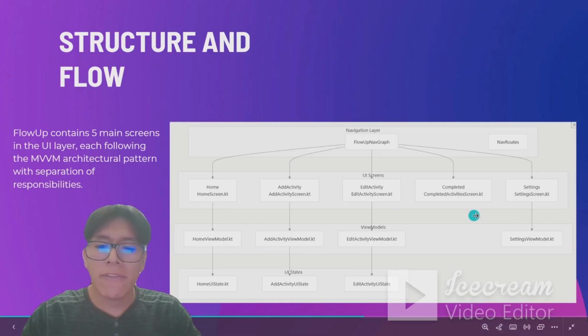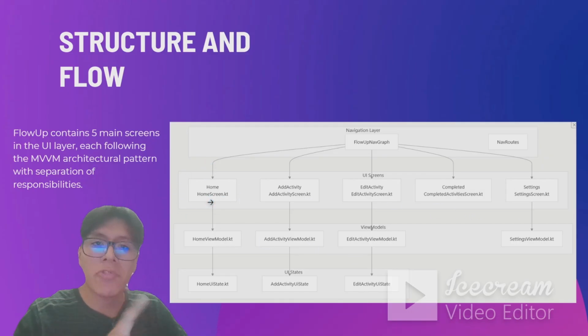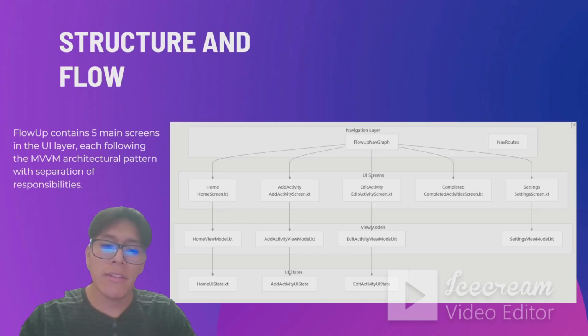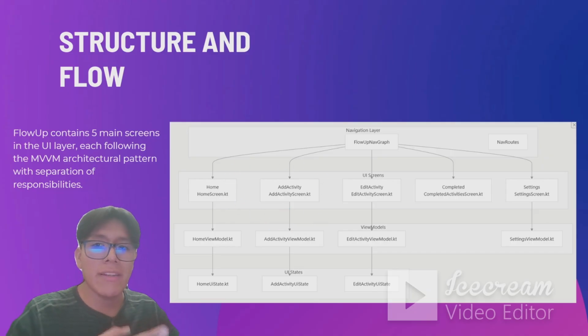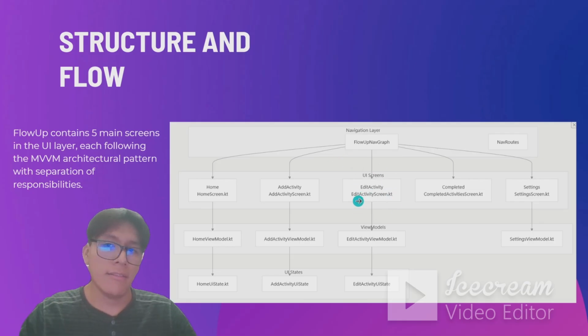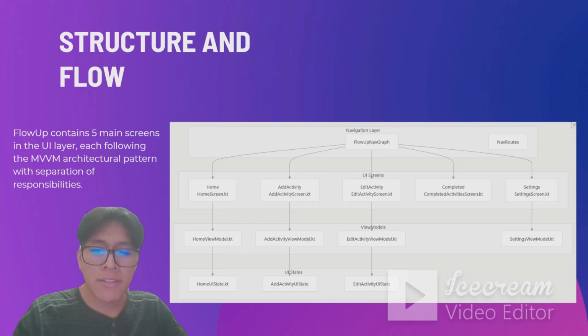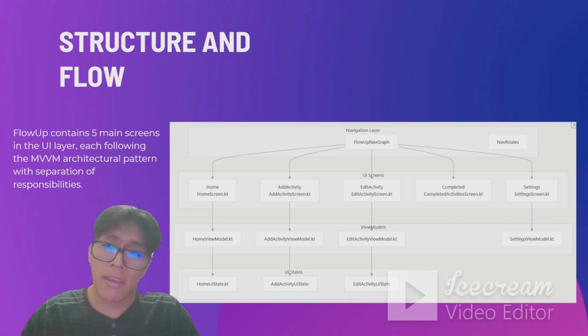Now we have our five screens. First one, the home screen, shows pending and completed activities and allows users to complete, delete, and navigate to other screens. Second one, add activity, is used to create new activities, while the third one, the edit activity screen, allows editing existing ones using an activity ID. The fourth one, the completed activity screen, displays only finished activities. And finally, we have the settings screen that lets users configure preferences like theme, notifications, and sorting of their activities.